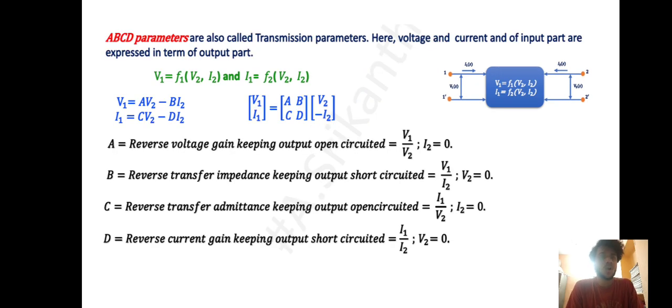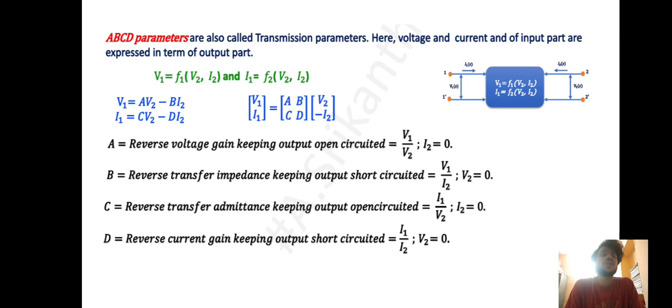ABCD parameters are also called transmission parameters. Here the voltage and current of the input port are expressed in terms of the output port. V1 equals F1 of V2, I2, and I1 equals F2 of V2, I2. V1 equals A V2 minus B I2. I1 equals C V2 minus D I2. In matrix form, [V1 I1] equals [A B; C D] times [V2 -I2].